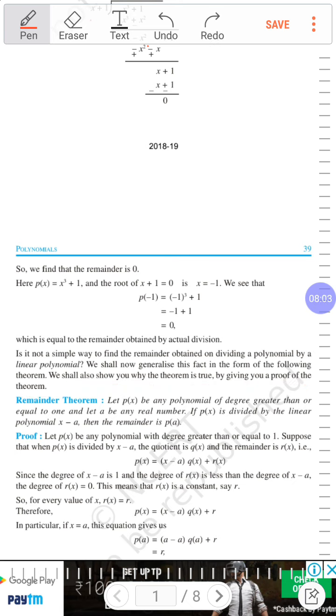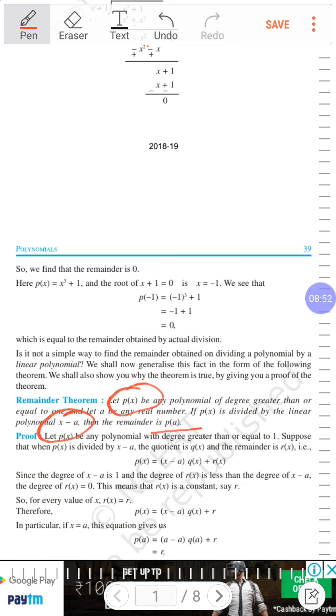What does the remainder theorem state? Let p(x) be any polynomial of degree greater than or equal to 1, and let a be any real number. If p(x) is divided by the linear polynomial x - a, then the remainder is p(a). Now here this is the linear polynomial, and here it is the dividend p(x). When the dividend is divided by the linear polynomial, that is x - a, then the remainder is equal to p(a). What is a over here? a is the zero of the divisor.